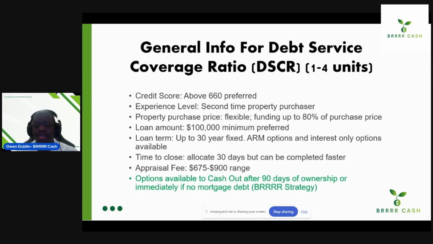Time to close, estimate about 30 days, and then appraisal fees are going to vary. And if you happen to purchase the property cash and do rehab with your own funds, we can cash you out as soon as you're done with your project. So that's also a great option. There's no seasoning requirement if you pay cash, and also if you do the rehab with cash as well.